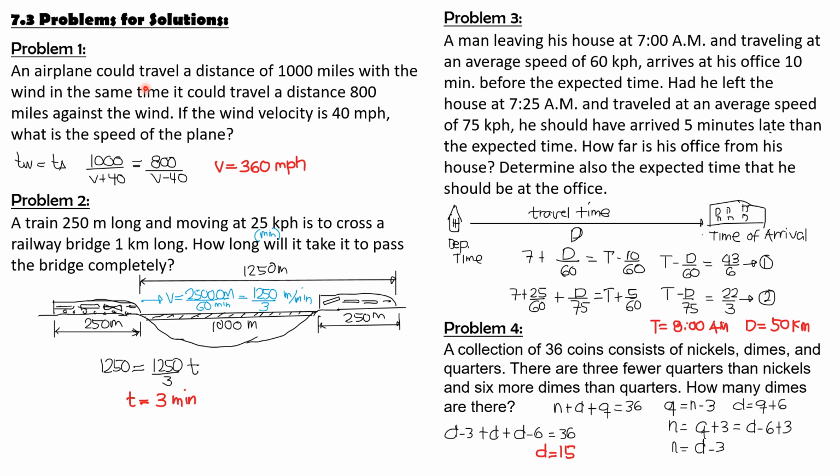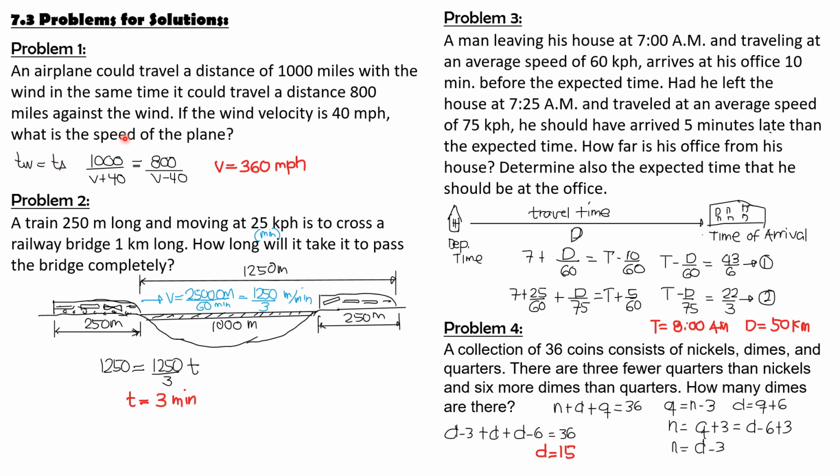An airplane could travel a distance of 1,000 miles with the wind. In the same time, it could travel a distance of 800 miles against the wind. If the wind velocity is 40 miles per hour, what is the speed of the plane? Remember the concept? Time is equal to distance over effective speed.